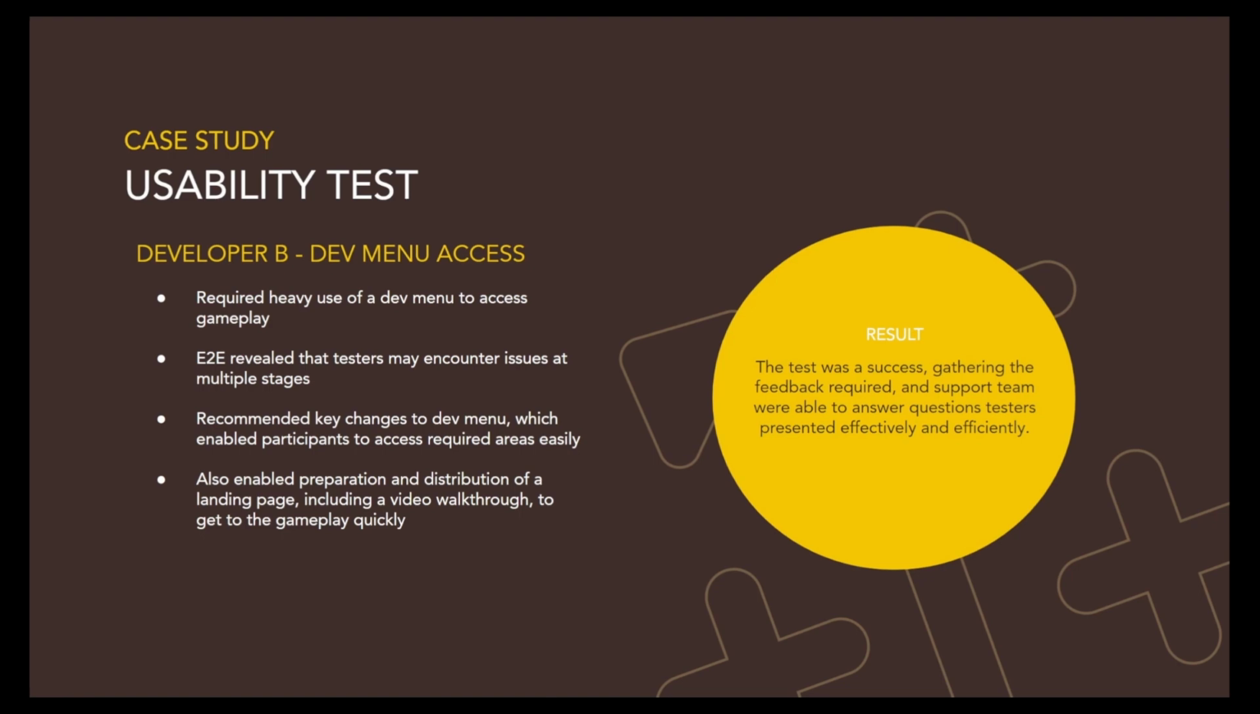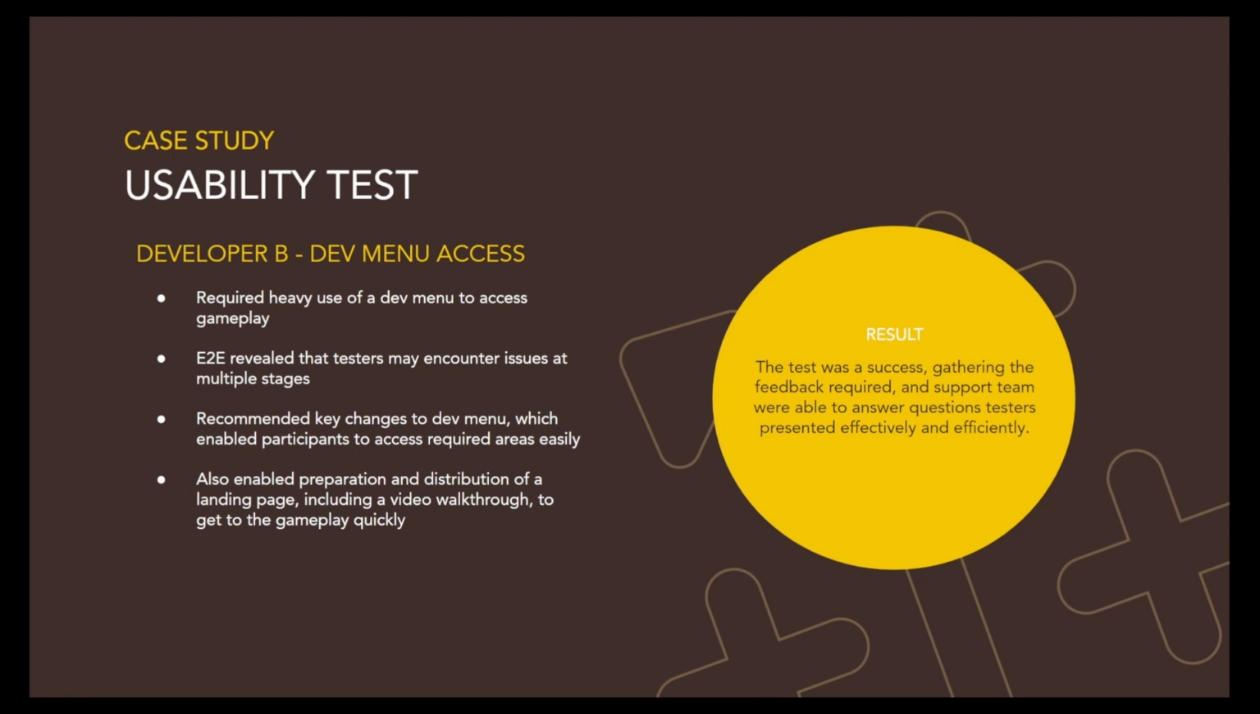We would have had to give them very clear instructions, like go to this, then go to this, then go to this, and go to this. We recommended that key changes were made to the development menu. I think the way we did it was we asked the developer to move it into a testify option in the dev menu at the top, and then it was just option one, option two, and option three. This enabled the participants to access the required area early and easily, and it also enabled preparation and distribution of a landing page slash briefing, including a video walkthrough to get to the gameplay quickly.